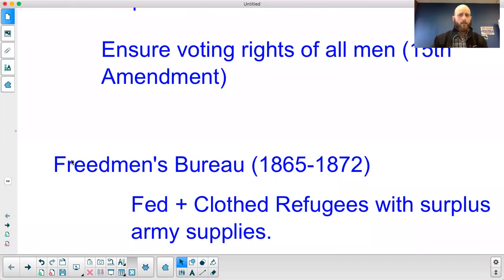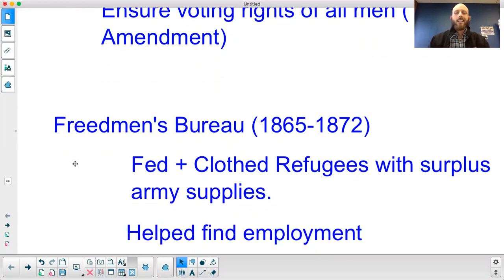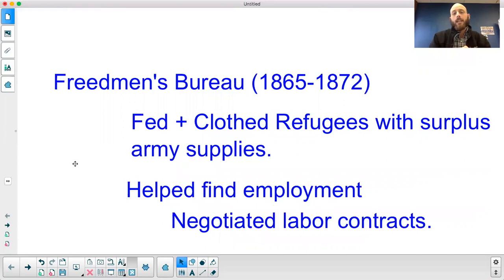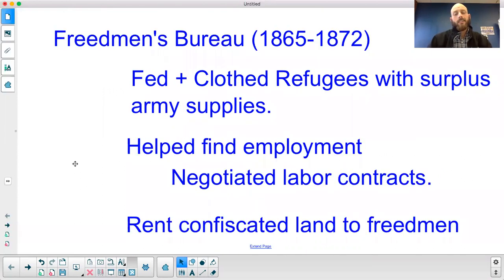One, the basics of it is, the Army just fought a war. They have surplus supplies. Give those supplies to war refugees, right? Typically freedmen. Next, they're going to help the freedmen find employment. Not only that, they're going to negotiate the labor contracts to ensure that the freedmen are getting a proper wage. Lastly, they're going to rent confiscated land to the freedmen. This allows them to get their feet underneath them in terms of farming.